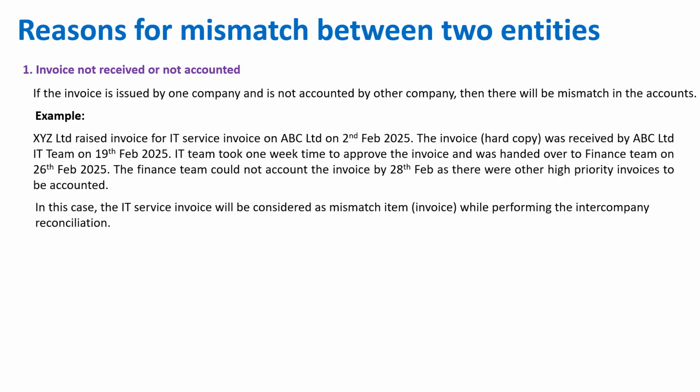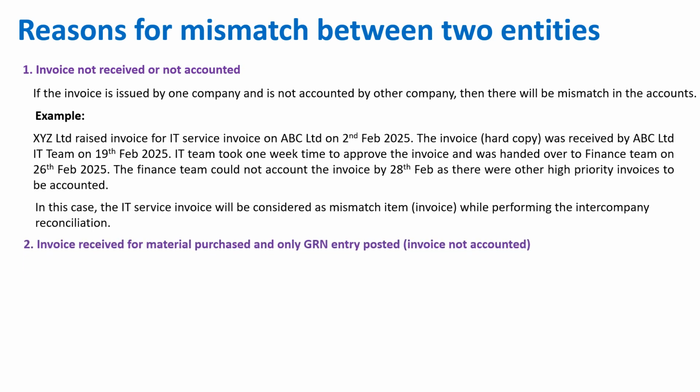So what will happen? XYZ, which is a holding company, for example, will show a receivable of amount X relating to the IT service invoice, whereas ABC Limited will not show any payable amount to XYZ. So there is a mismatch, and hence there should be a reconciliation entry to match both.